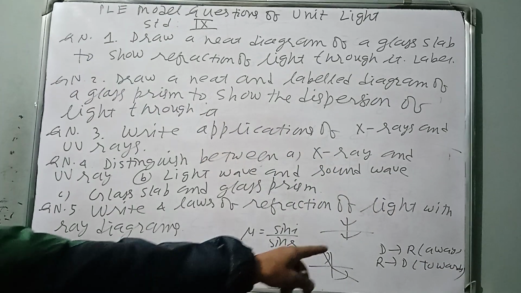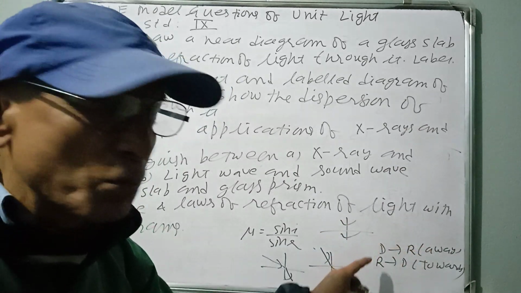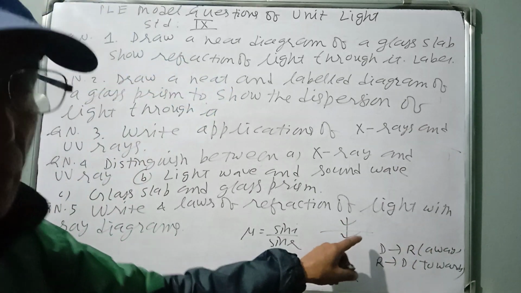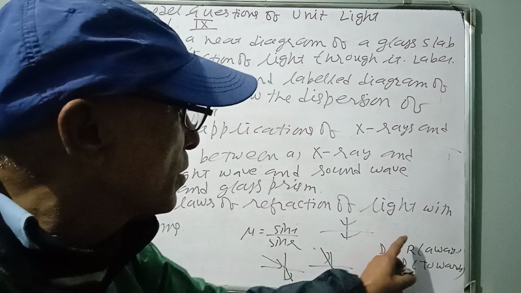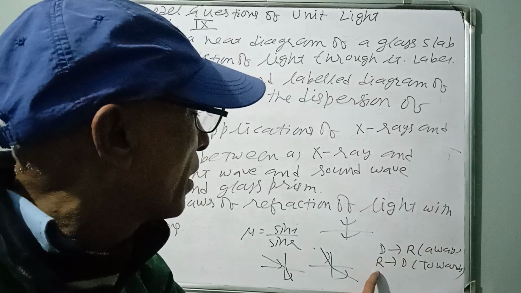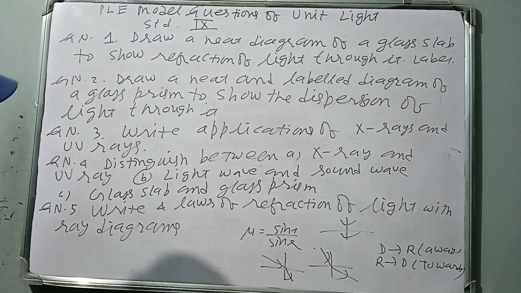For smart study, you don't need to read the sentences by heart. The only technique: dr away, rd towards. Denser to rarer, bent away; rarer to denser, bent towards. And mu equals sin I by sin R.